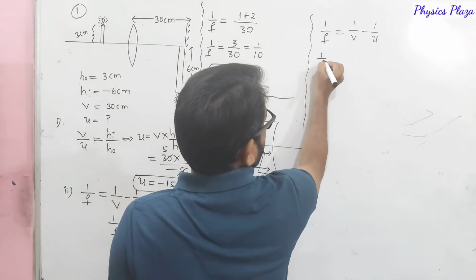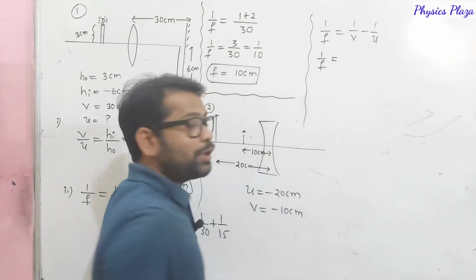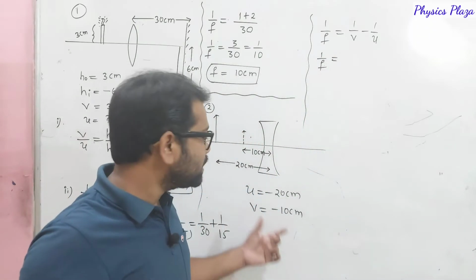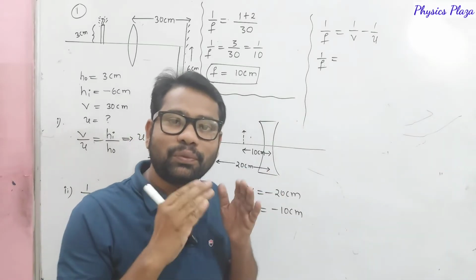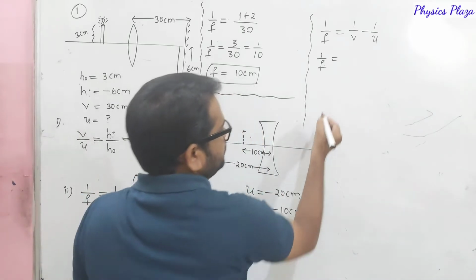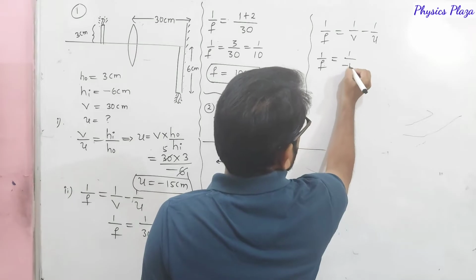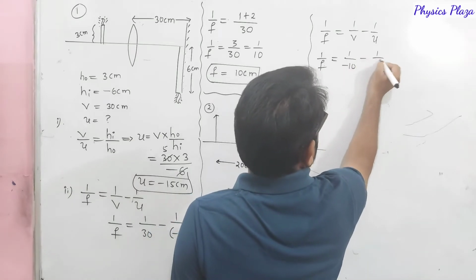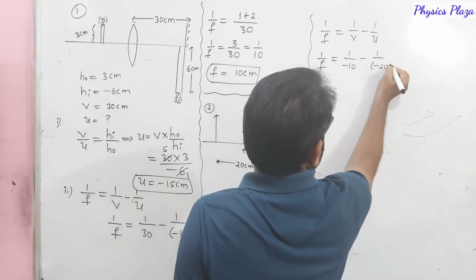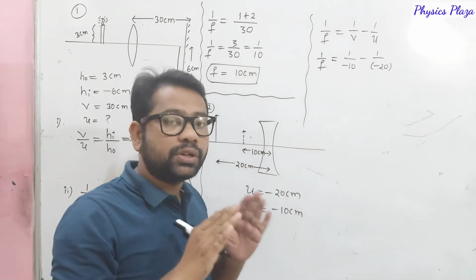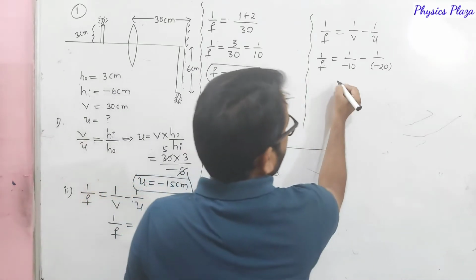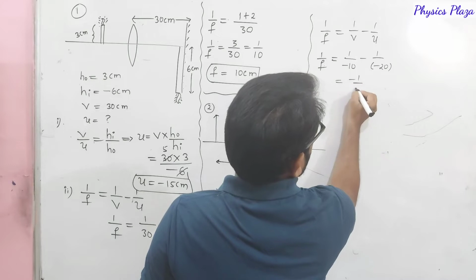So look here, 1 by f is equal to... Children, we are going to get a negative value only. Why? Because it's a concave lens. For a concave lens, the focal length is negative. Let us substitute here. It is minus 10 minus of minus 20. Children, you must be very careful when you are substituting the values.